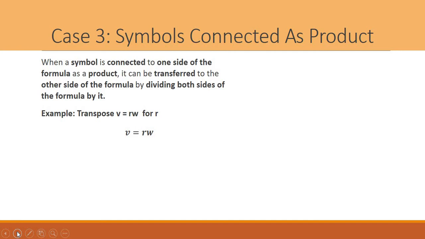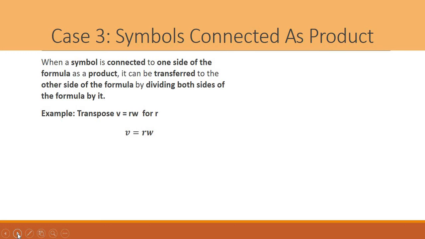Then we look at what we want to be the subject. We want R to be the subject. We look at what is happening to the R. We know that the R is being multiplied by W. We must do the opposite of multiplying by W, which is to divide both sides by W, and that will allow us to transfer the W to the other side of the equation.